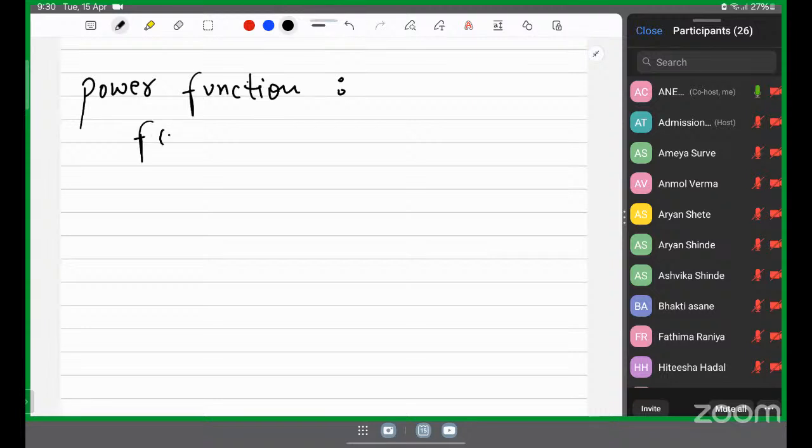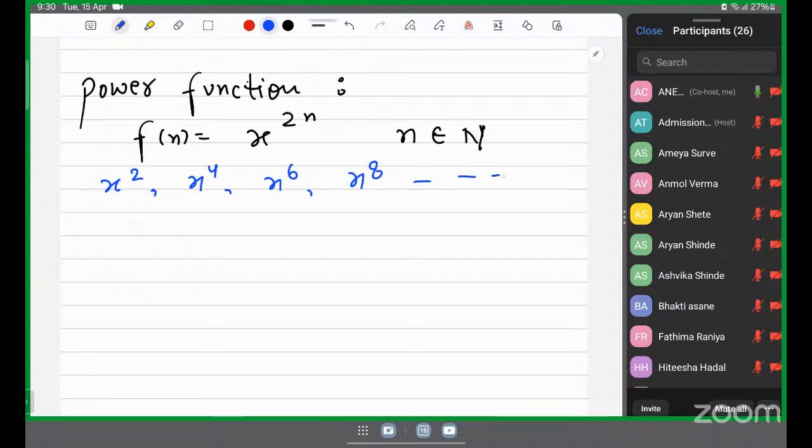One is f of x equals x raised to power 2n, where n belongs to natural numbers. So this will be an even power, since 2 into n is an even number. Which type of functions will be in this family? If you take n equals 1, this will be x square, or x raised to 4, or x raised to 6, x raised to 8 and so on.